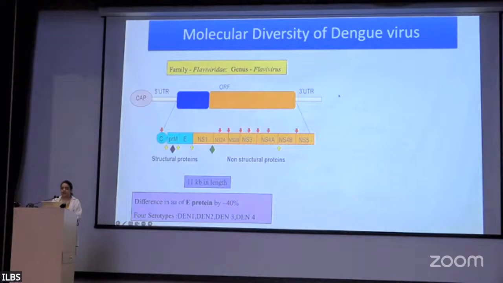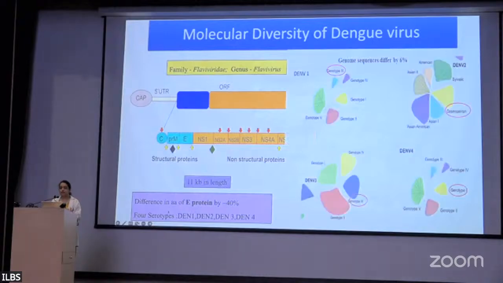Now, coming on to the molecular diversity of dengue virus, this slide highlights the molecular diversity. The dengue virus belongs to the Flaviviridae family, and this is a single-stranded RNA virus with a length of 11 kilobase pairs. It is divided into structural proteins named capsid, pre-membrane protein, and envelope protein, and 7 non-structural proteins. Based on the difference in the E protein, the virus is divided into 4 serotypes, that is dengue 1, 2, 3, and 4. And all the serotypes are further divided into genotypes based on the structural proteins. The red ones that I've highlighted here are the predominant genotypes of these serotypes in our country.